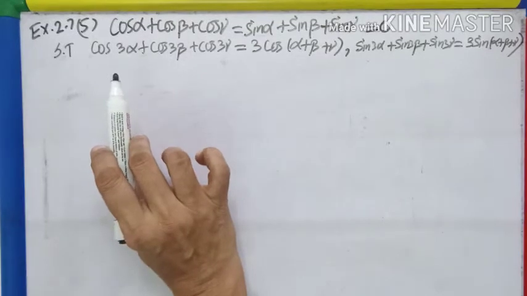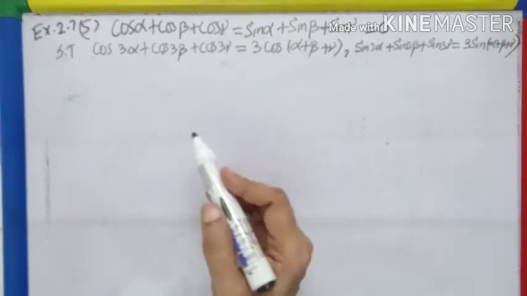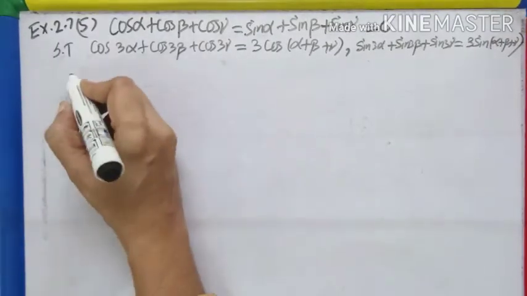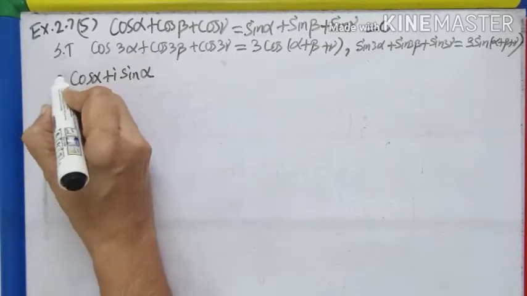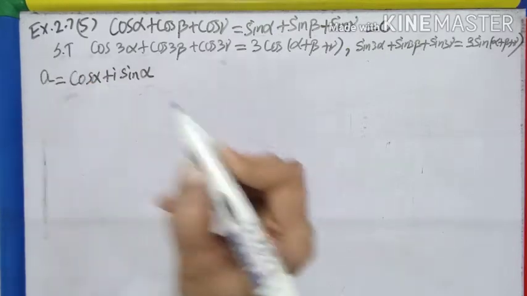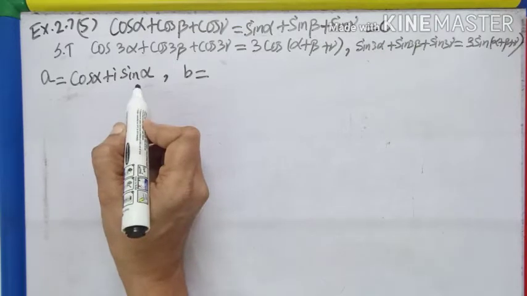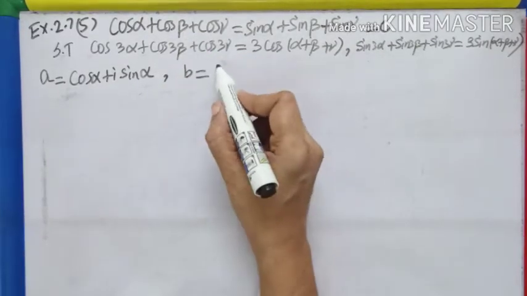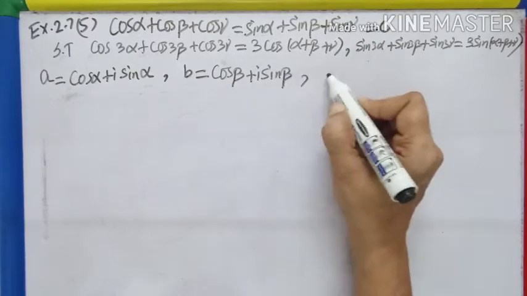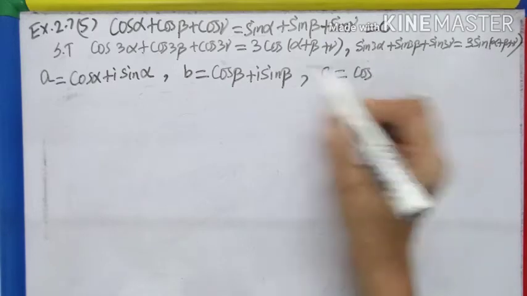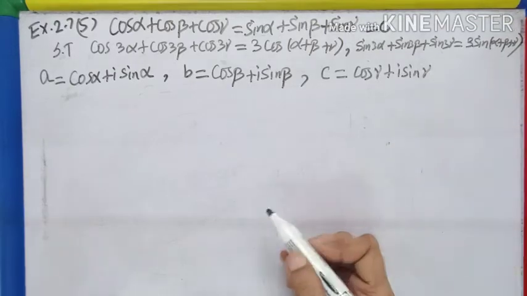How will a polar form be? Cos plus i sin. So there are 3 arguments given. Let me consider cos α + i sin α. Treat this as some complex number A. Then tell me B. I have written one with α. Let me write the second with β. So how shall I write? cos β + i sin β. And let's see C. The third one, γ: cos γ + i sin γ.